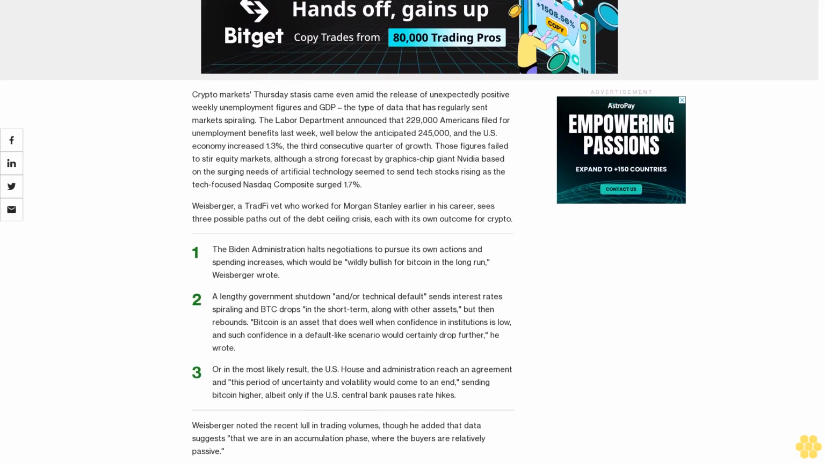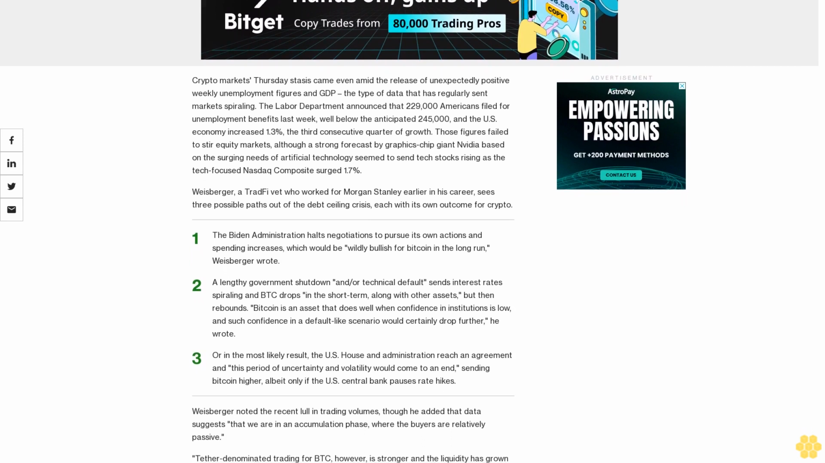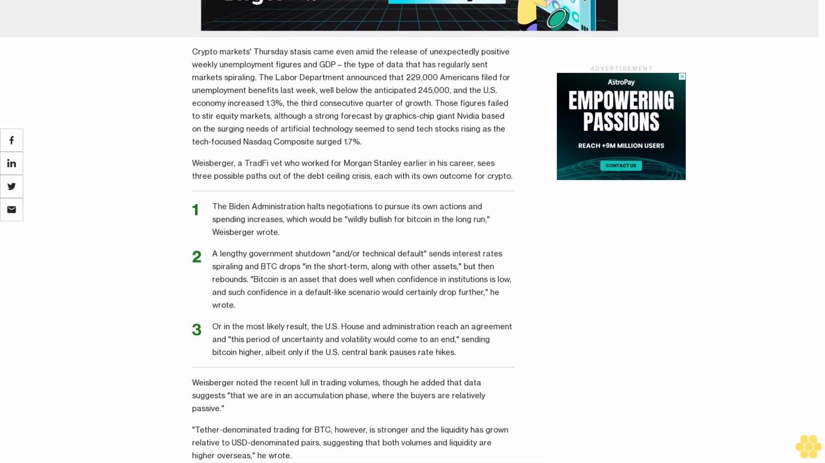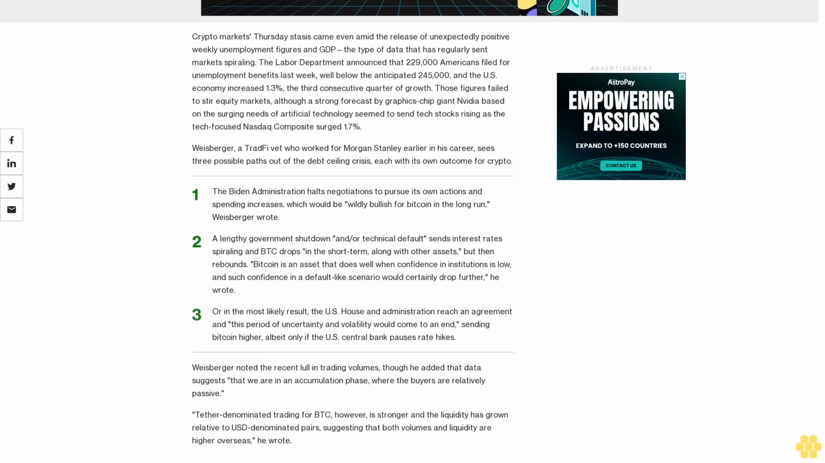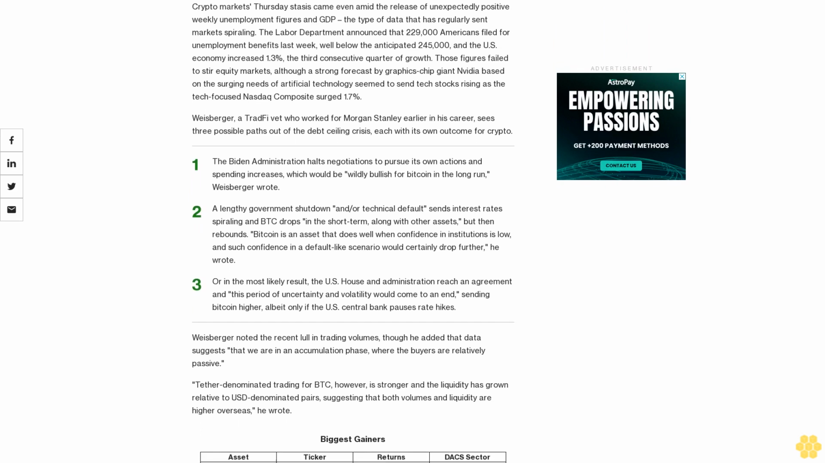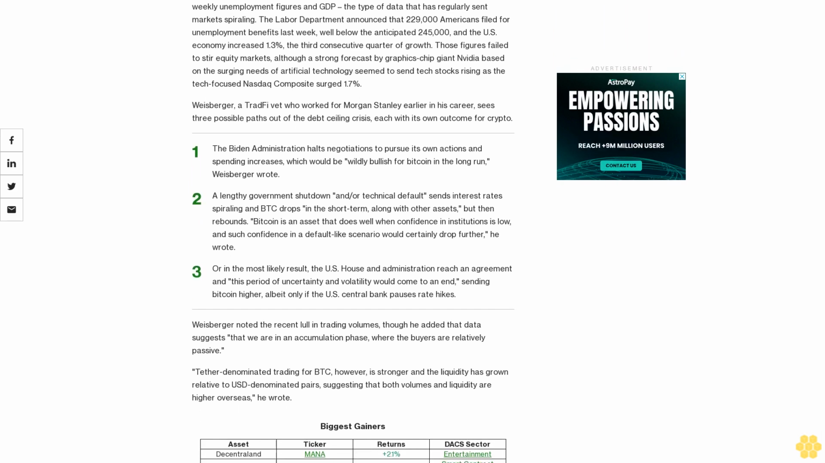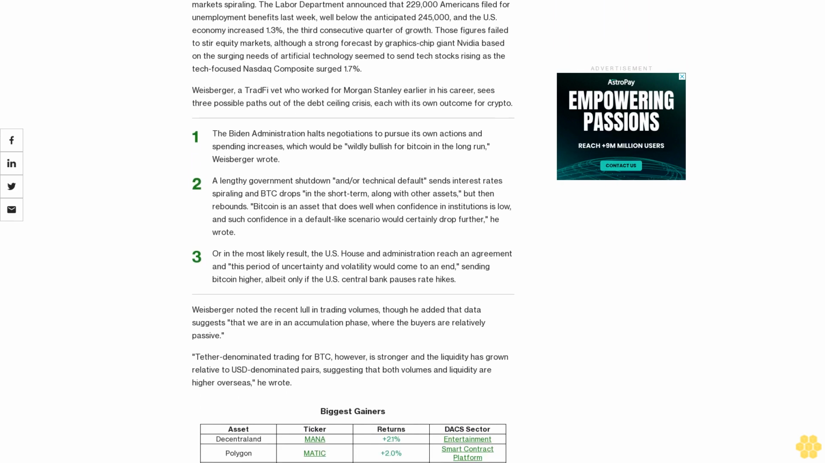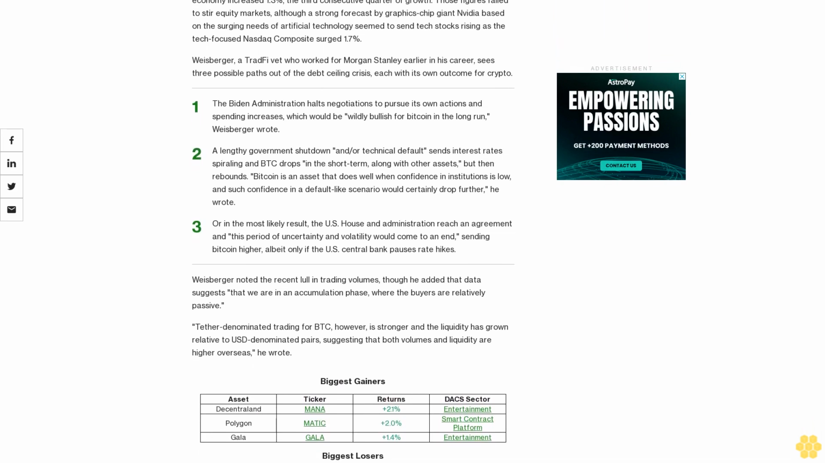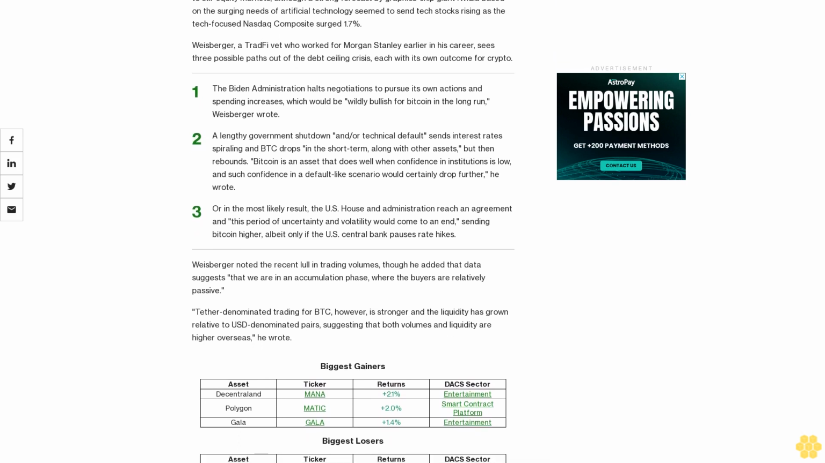The Biden administration halts negotiations to pursue its own actions and spending increases, which would be wildly bullish for Bitcoin in the long run, Weisberger wrote. A lengthy government shutdown and technical default sends interest rates spiraling and BTC drops in the short term, along with other assets, but then rebounds. Bitcoin is an asset that does well when confidence in institutions is low, and such confidence in a default-like scenario would certainly drop further, he wrote.